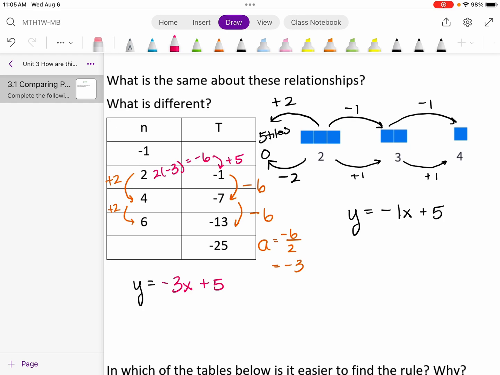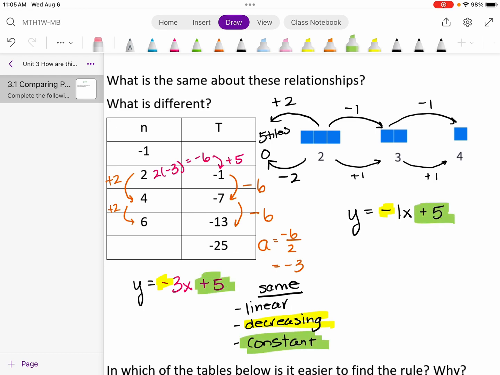So now I'm going to take a second and compare what is the same about these two pattern rules and what is different. Okay, so if I'm looking at what's the same, again, they're both linear rules. They both have that constant growth. They are both decreasing relationships because they're both negative, meaning they're both going down. And they have the same constant. So what I'm looking at there is that they both have this plus 5.